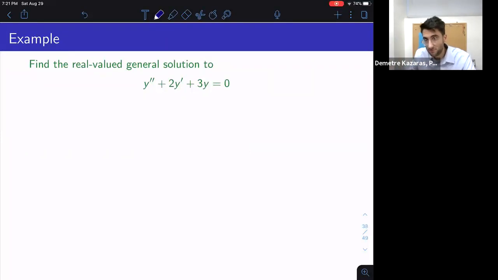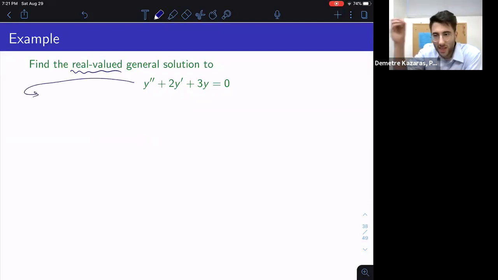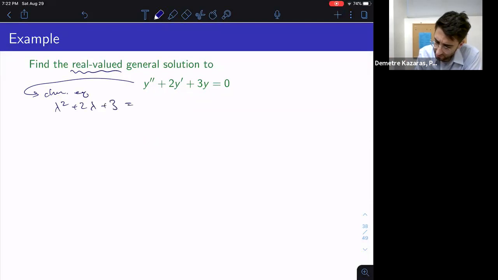Okay, so let's do that. Let me show you this trick. We're going to encounter some complex functions, but I'm asking for the real value general solution. So let's take a look. This is linear, second order, homogeneous, so I should go right to the characteristic equation. It'll be lambda squared plus 2 lambda plus 3 equals 0. Let's see what the roots are.